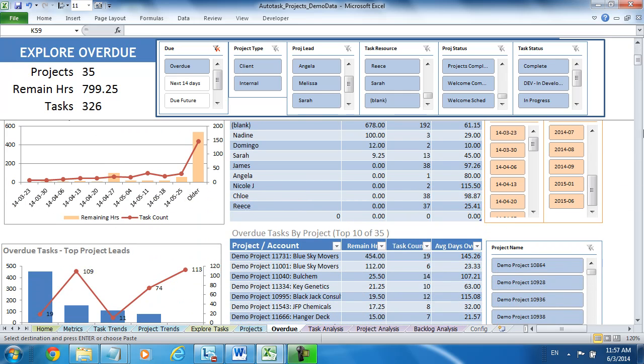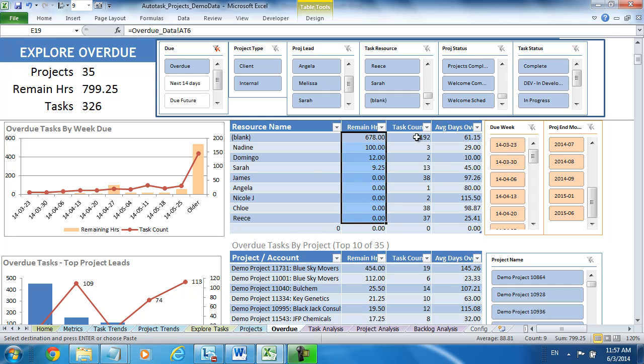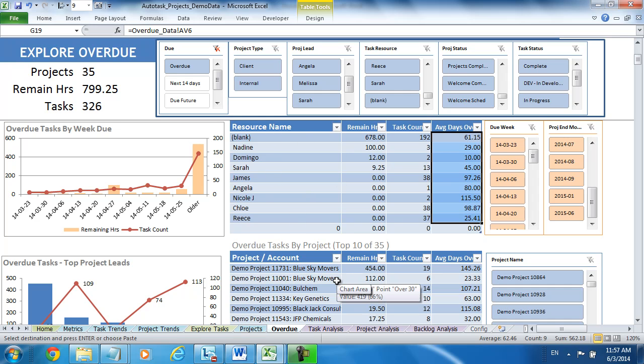We provide a table form of the resources, and the resources have 3 columns. It tells you the remaining hours, descending by remaining hours, the number of tasks, and the average number of days they were overdue. Because really that's what you're looking at, is even though the average may be large, you want to find out who or what is having the most difficulty. So I get that on a resource basis and the project account basis, so I can drill into specific projects that may be having a specific issue.